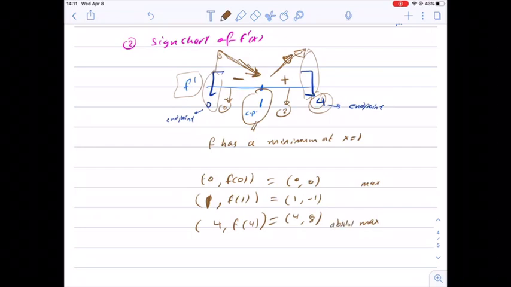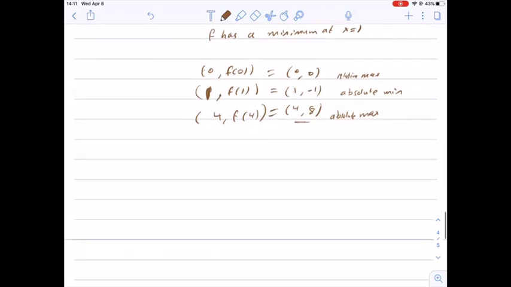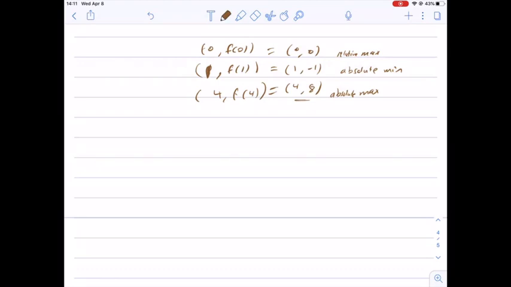But this is absolute max because it's the largest value on the interval, and this is relative max. The other one is just relative max. And what about 1, -1? 1, -1 is relative. It's absolute min. It's the smallest value here in this interval, so it's absolute minimum. And this is how we determine these points: the relative max, relative min, absolute max, absolute min.